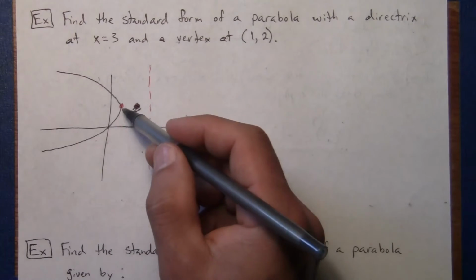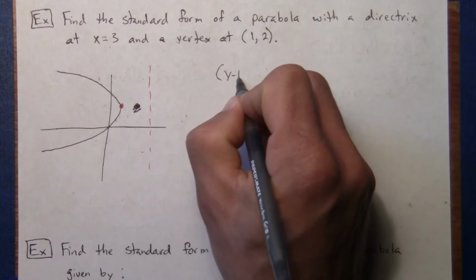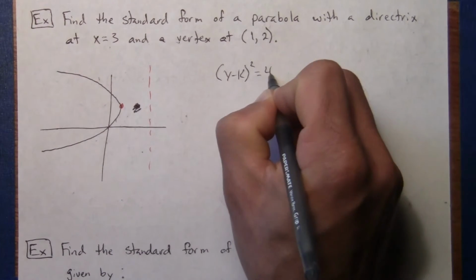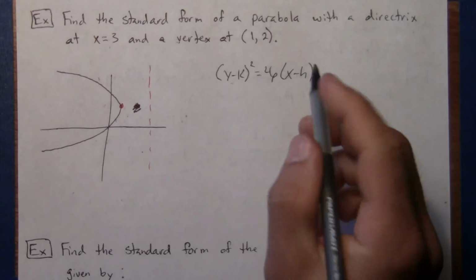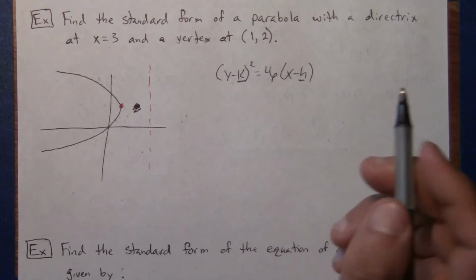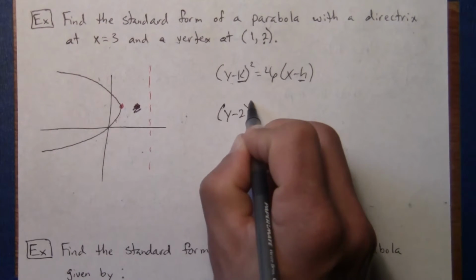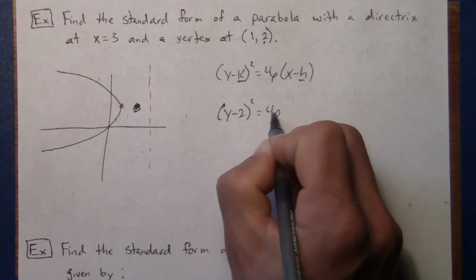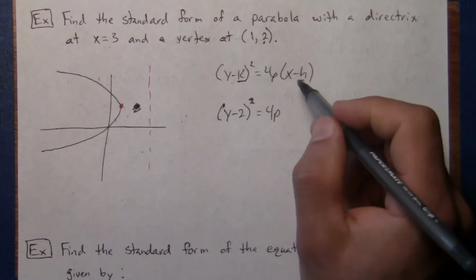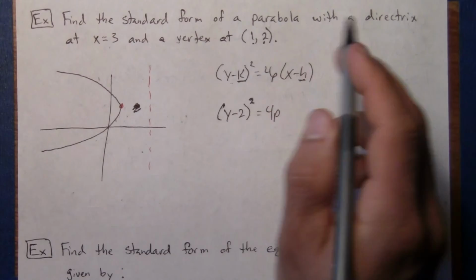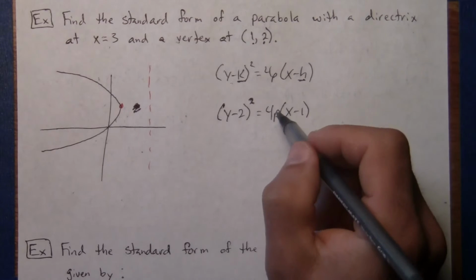So because I know it's opening to the right or left, this one is, I know that it should be y minus k quantity squared is equal to 4p times x minus h. It should be the y that's being squared. So I'm going to start by plugging in the vertex point since they gave it to me. There's the y value, so it's y minus 2 quantity squared is equal to 4p. I don't know that distance yet, or I kind of do, but I'm not going to deal with it just yet. It's x minus 1, my x value of the vertex. I've got everything I need except for 4p.